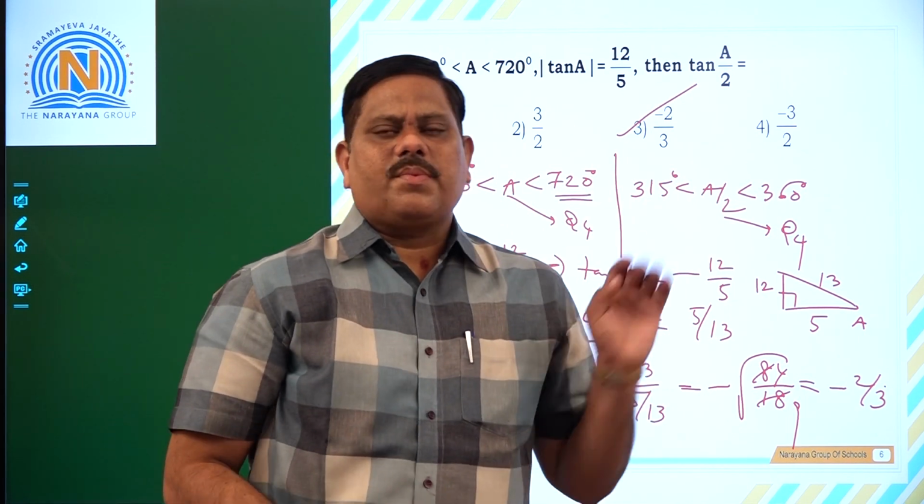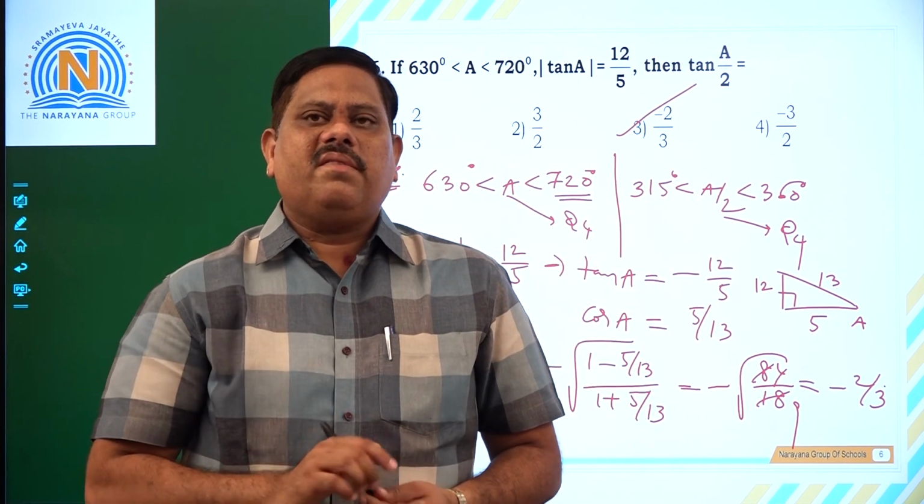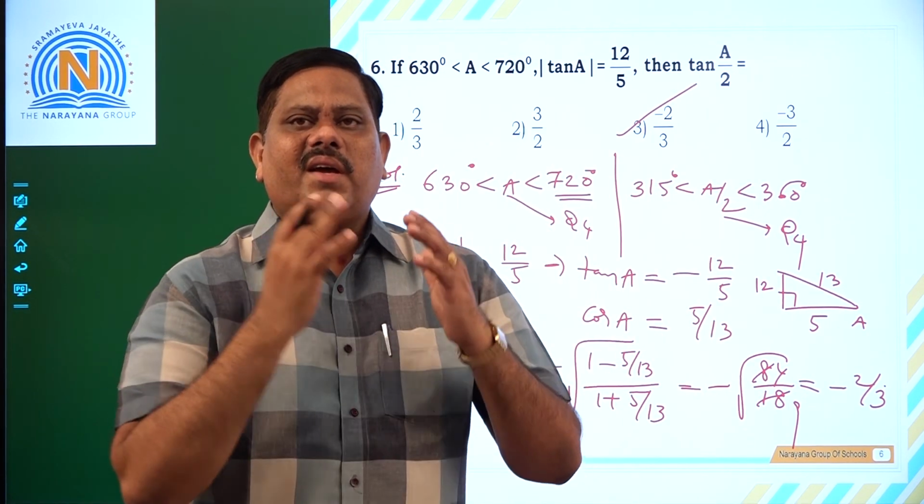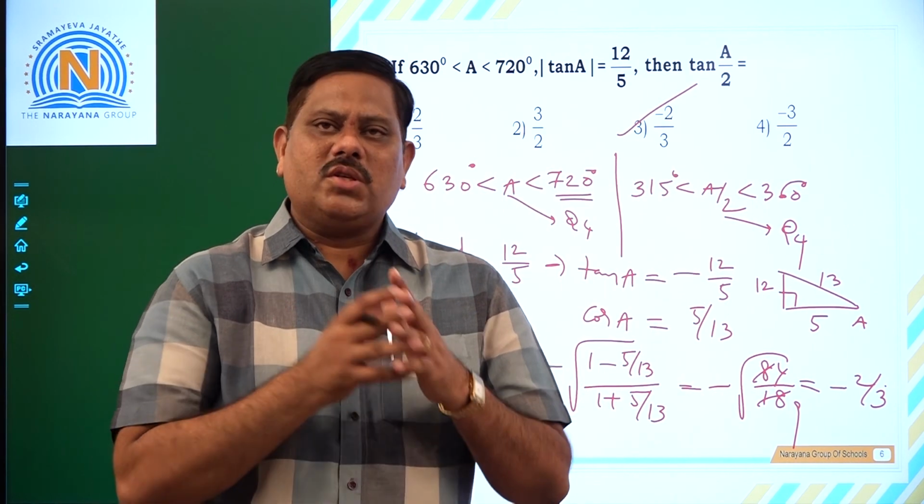Okay. So throughout these problems, you must be able to identify in which quadrant the angle lies. Based on that, we can identify whether the trigonometric ratio is positive or negative.